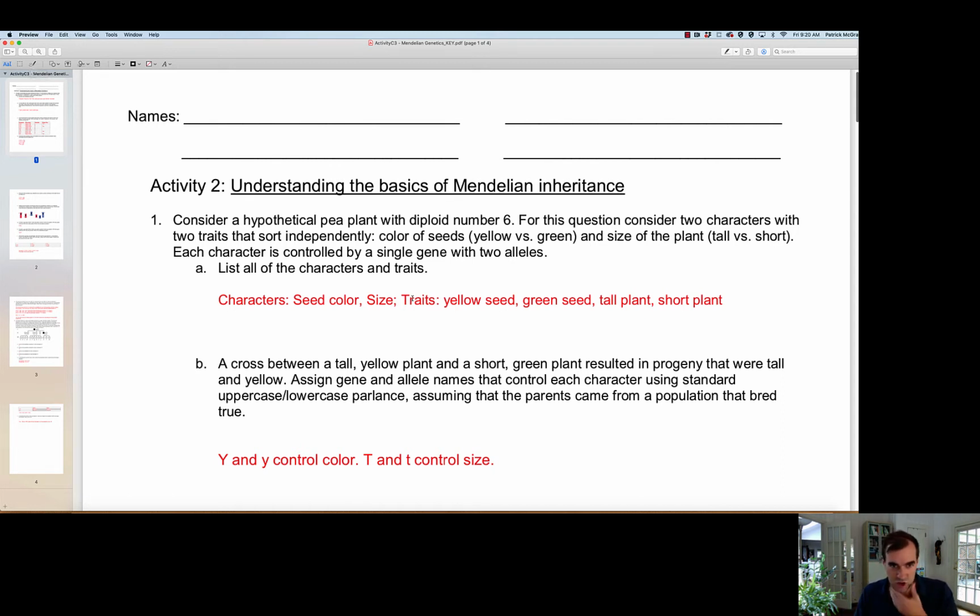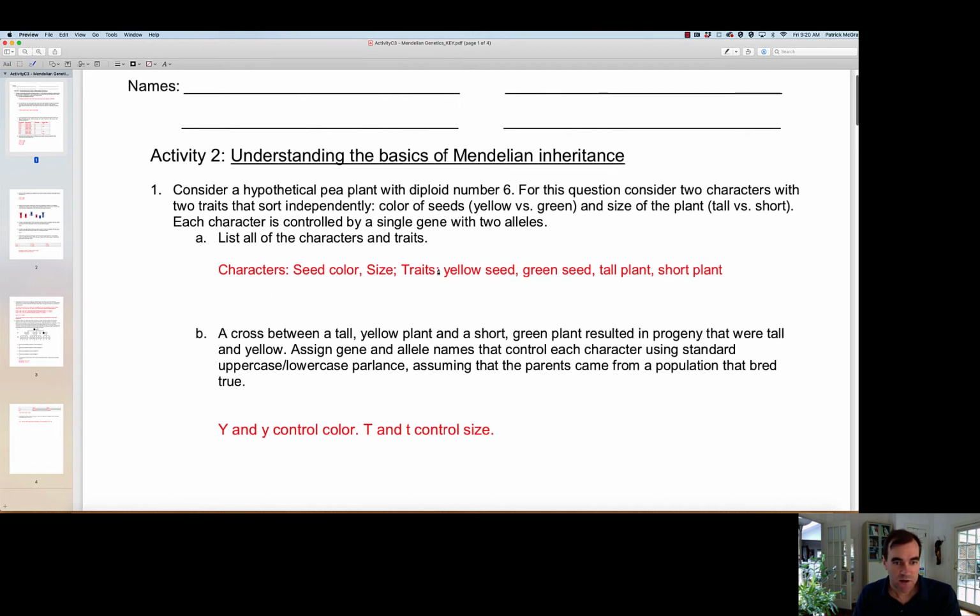And so I'm just trying to explicitly go through the process of doing genetic analysis in these pea plants. So list all the characters and the traits. The color of the seeds and the size of the plants, those are the two characters. We don't specify what variant they have. This is just the general trait that we look at. The traits actually specify the variant of the character. So we would say a yellow seed or a green seed, a tall plant or a short plant.